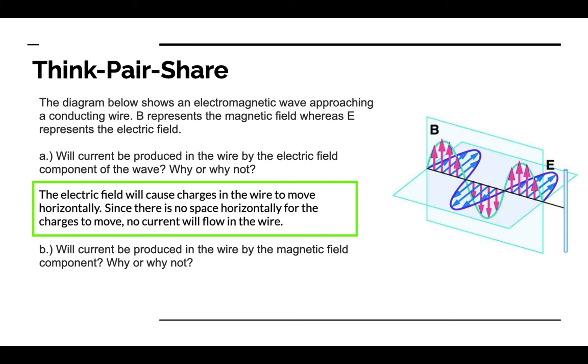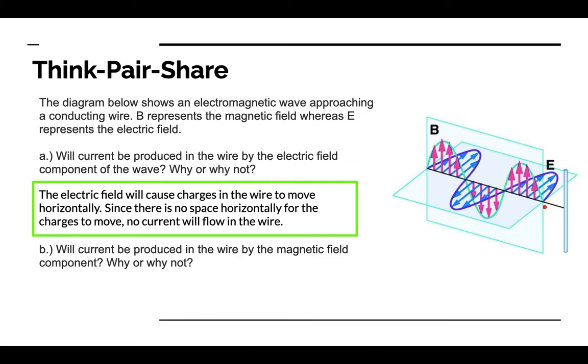So let's take a look at A here. For A, our electric field is oriented horizontally, so it's going to push electric charges inside of our wire to the left and right, or better said, in the horizontal direction in this case. Since there's no space horizontally for the charges to move, no current will flow. If we want current to flow and we want our charges to move, we'd have to either orient the electric field component of our electromagnetic wave vertically, or we would need to make our wire oriented in the horizontal direction.